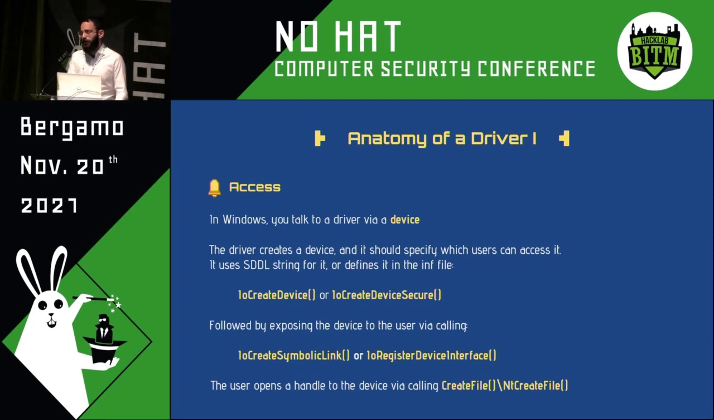After that, you must call IoCreateSymbolicLink or IoRegisterDeviceInterface. What it does is register a symbolic link in the object manager. The device object also resides there. And that allows the user to open a handle to it by calling CreateFile or NtCreateFile. And after you have the handle, you can interact with it.